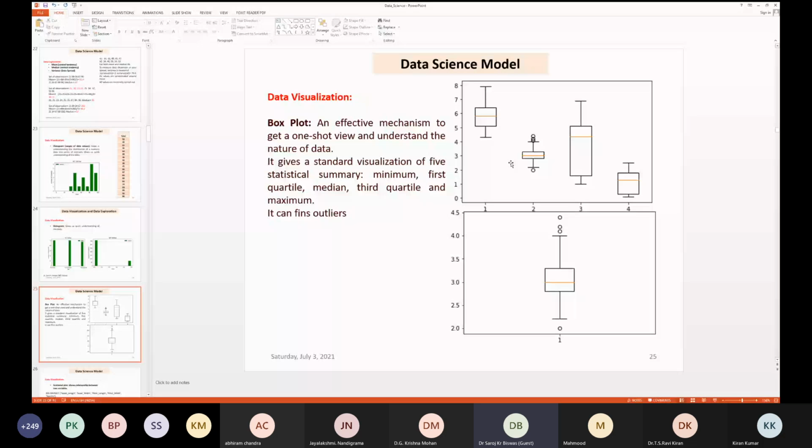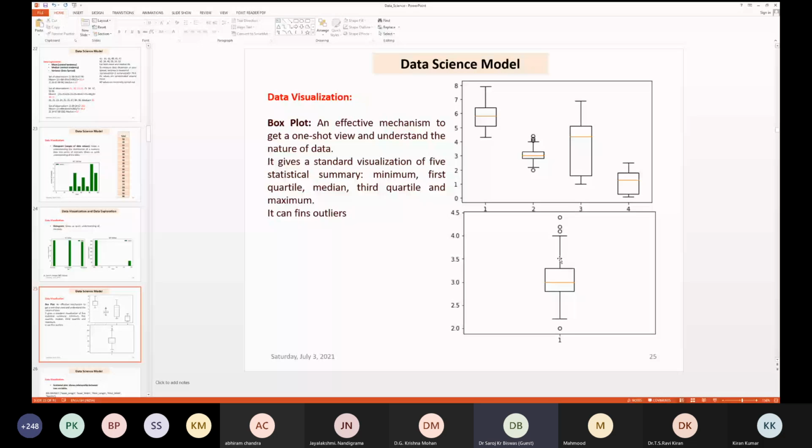So what does it say? In a box plot we can have the statistical summary. This summary has 5 parameters: minimum, first quartile, median, third quartile, and maximum. This one is called minimum, this one first quartile, this is median, third quartile, and maximum. Whenever we do a box plot analysis, if some items are beyond the minimum or beyond the maximum, then we can say they are the outliers.